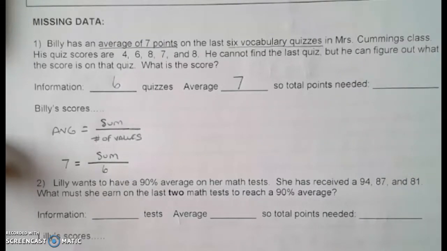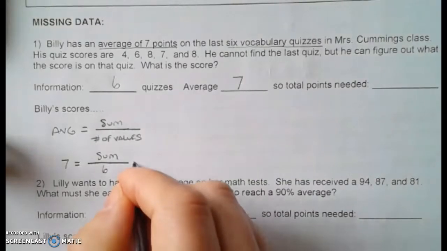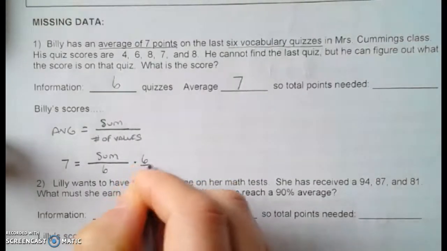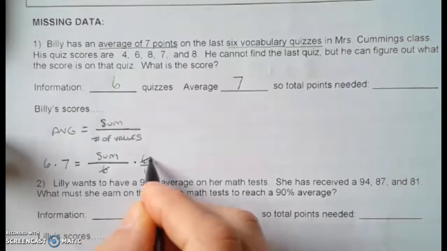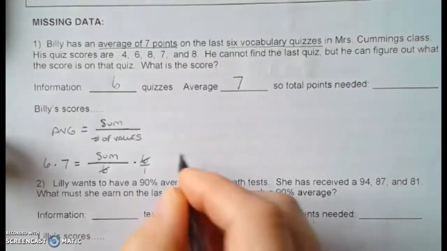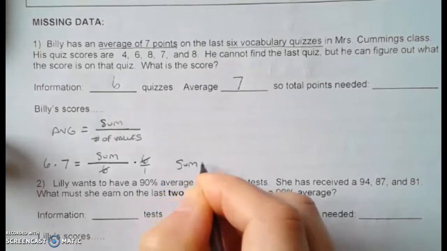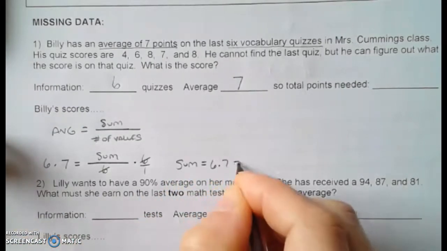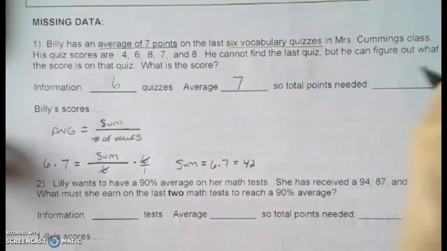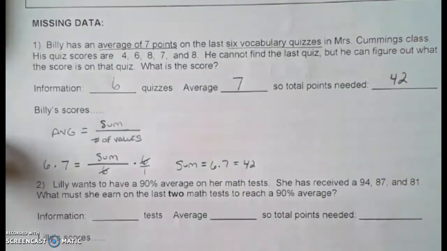Well, in order to figure this out, this is really just a one-step algebra problem. I would multiply both sides by 6. So these 6's would simplify with each other. So my sum would be equal to whatever 6 times 7 is, and I know that is 42. So I need to earn 42 points on the quizzes in order to get an average of 7 points.